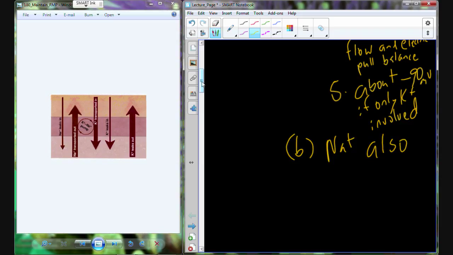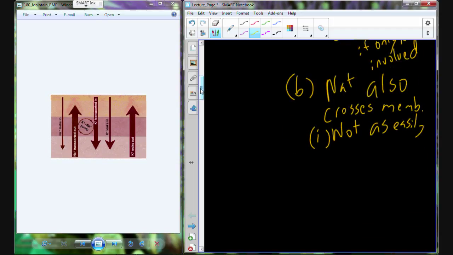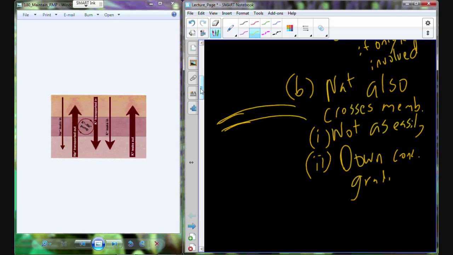But we have sodium. And sodium also crosses the membrane. However, when sodium crosses the membrane, it does not happen nearly as easily as potassium. So not as easily as that potassium. I might have to draw a picture real quick. How is the sodium going to cross? From outside in. We're going down our concentration gradient. So sodium begins to slip in. But it's not just down the concentration gradient.